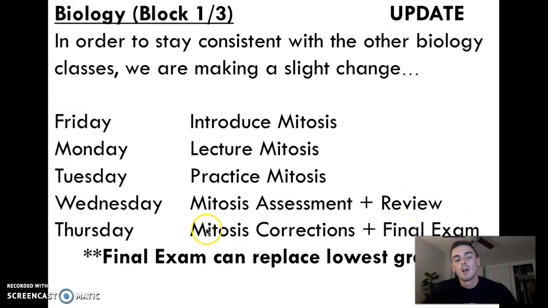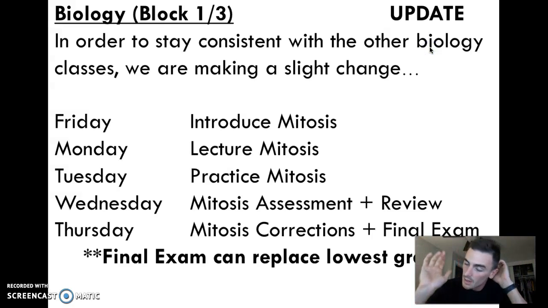Okay, so on Thursday, then you'll get some time to make corrections to your mitosis quiz, and then you guys will take a final exam. Now, I know we want to freak out right away. The final exam will be about 30 questions. It'll be about questions about what makes something living versus non-living, or what type of things does a eukaryotic cell have, or how are plant cells different than animal cells. It is all very big picture.